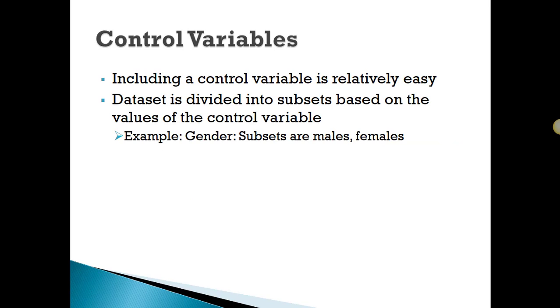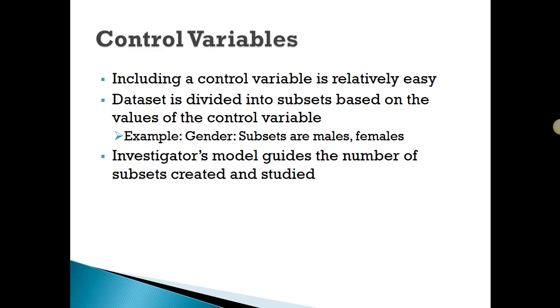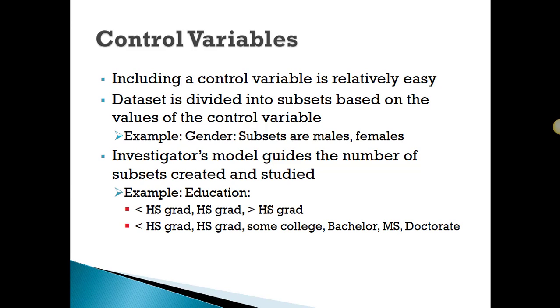Including a control variable is relatively easy. We simply divide the data set into the subsets based on the values of the control variable. So as I mentioned previously, one example might be gender. We might look at males and females. The model will guide the number of subsets created and studied.